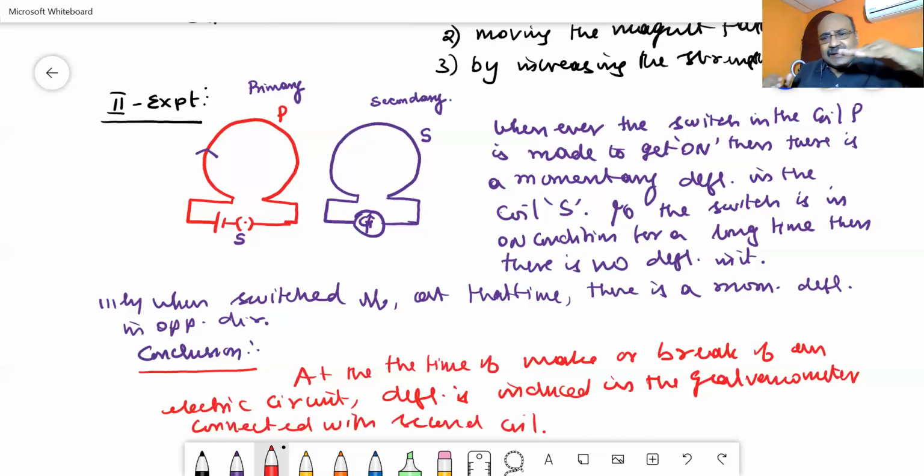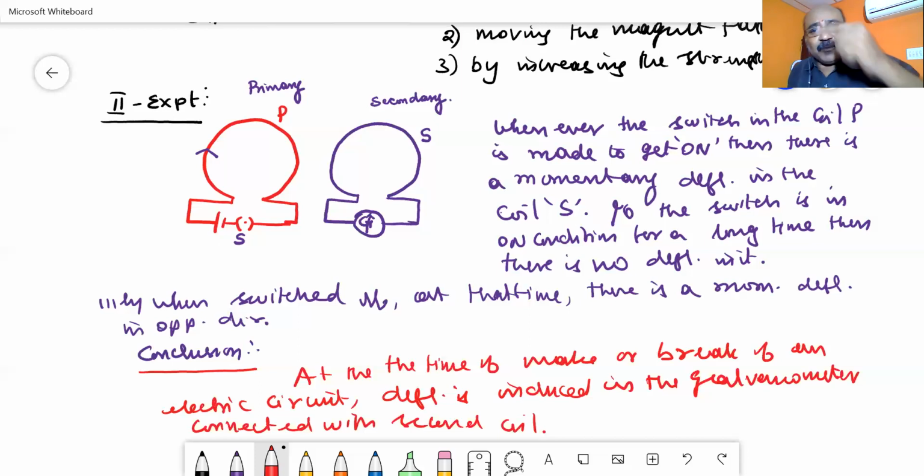Or keeping the magnet stationary, moving the coil towards or away, then also there will be a momentary deflection. Or we can increase the momentary deflection in the galvanometer by increasing the number of turns of coil in the wire, or by increasing the speed of motion, or by increasing the strength of the magnetic dipole or magnet.